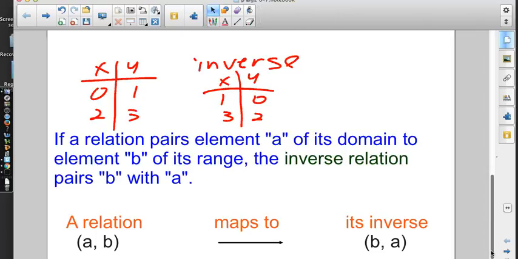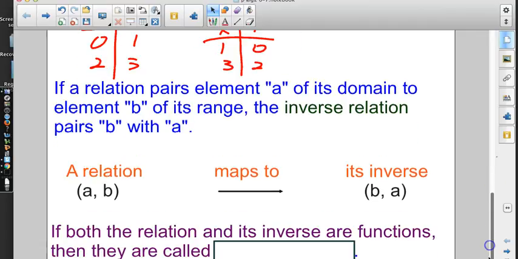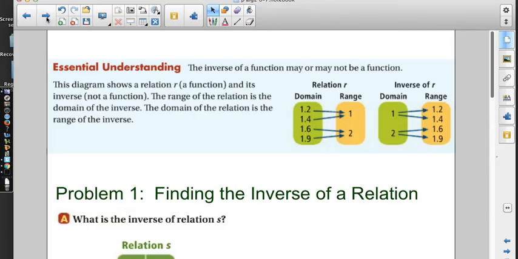Now what's important about that is the inputs become the outputs and the outputs become the inputs, which means the domain of the first one becomes the range of the second one, and the range of the first one becomes the domain of the second one. They actually swap those two positions out. So usually if they ask you about domain and range, what you want to do is go back to the original and say, okay, what was my domain and range here? Because all I have to do is flip those when I get talking about the inverse.